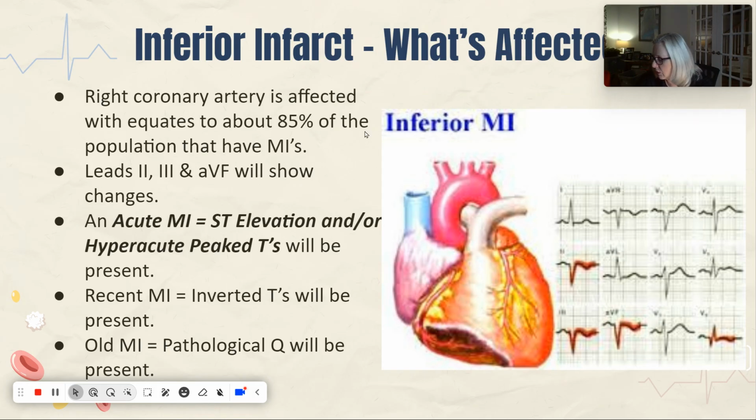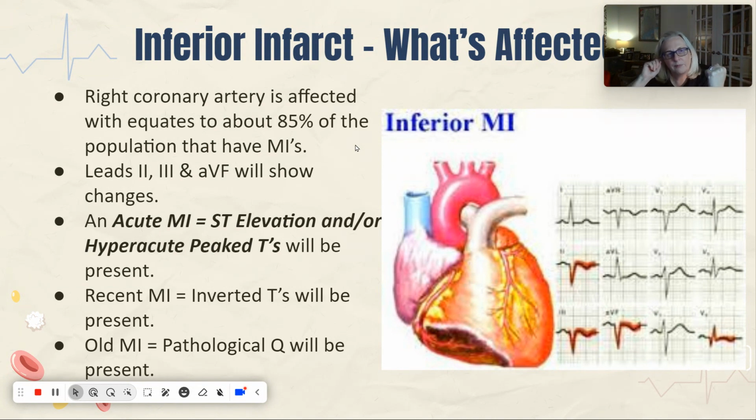Okay, so this is where you're going to fill in your notes on 22A, what area is affected. The artery that's affected is the right coronary artery, and about 85% of the population that have an MI will have it in the right coronary artery. It's just the most popular place to have it. So the inferior region includes leads 2, 3, and AVF, and you'll see changes in at least 2 of the 3 leads. We need 2 to match. If we only have 1, it's considered non-diagnostic.